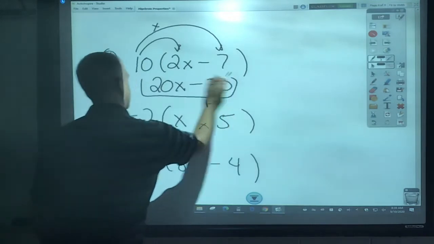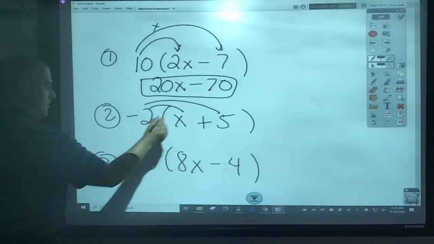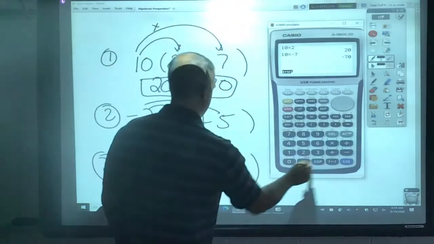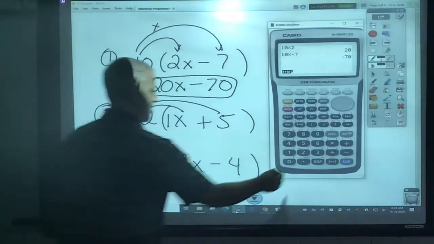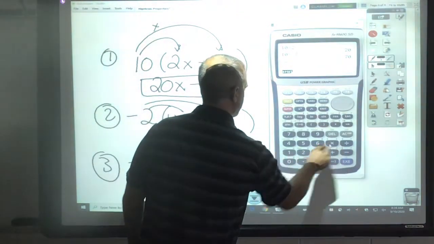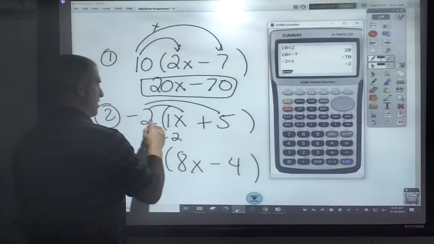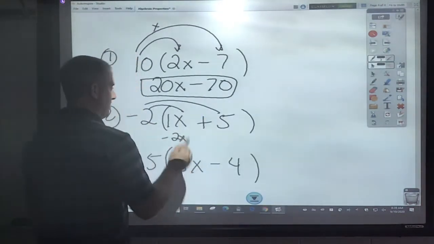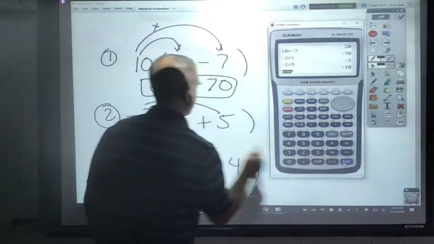Okay? All right, this one, same thing. Negative 2 times x. All right, so the question is what number's in front of x? That's a 1. Okay? Negative 2 times 1, negative 2. Negative 2 times 5, or negative 2x, and negative 2 times 5 is negative 10.